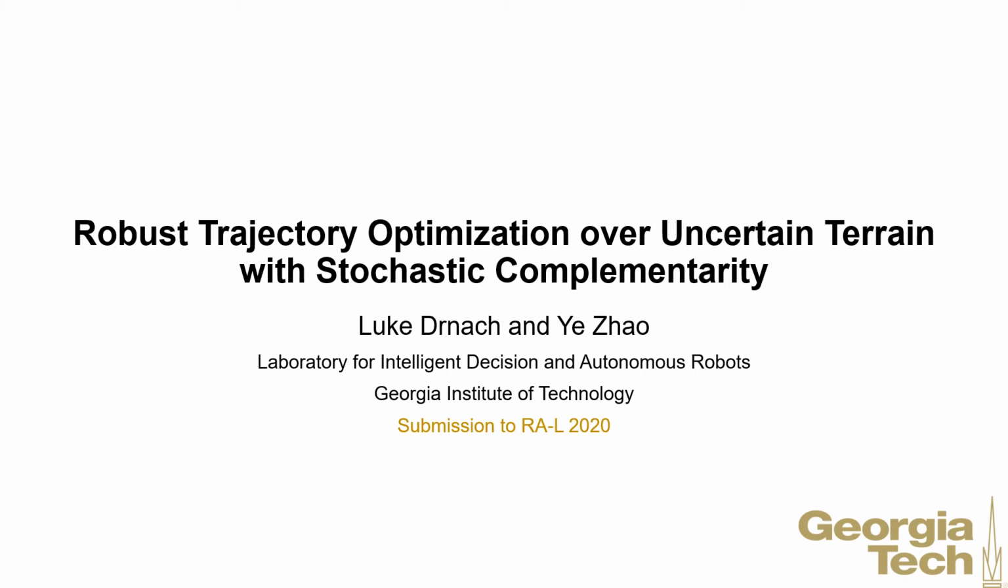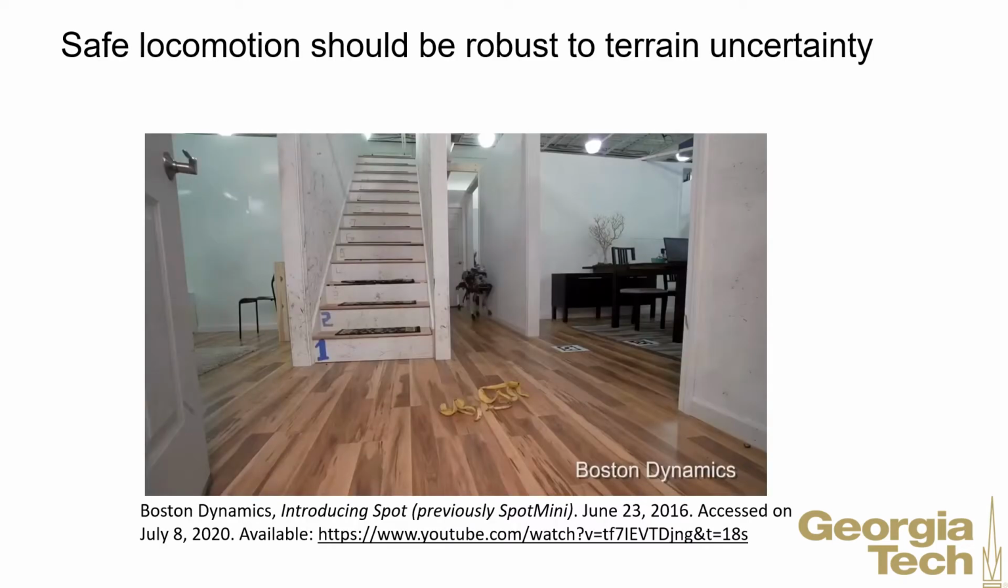In this video, we will present some of our recent work on robust trajectory optimization for robot locomotion in the presence of uncertainty in the terrain model. Incorporating robustness to terrain uncertainty into motion planning could greatly benefit the development of safe legged locomotion strategies for robots.